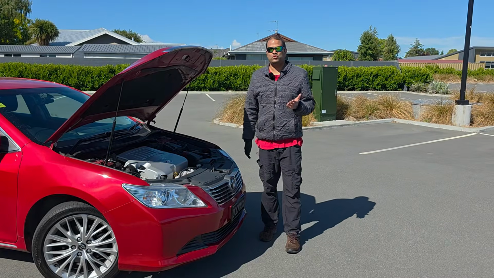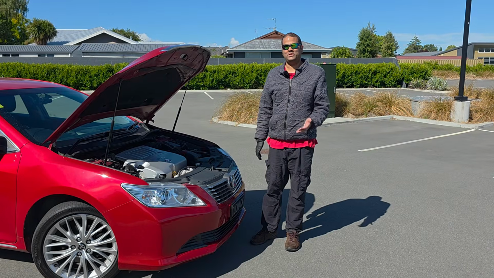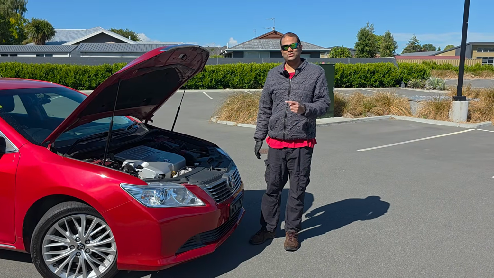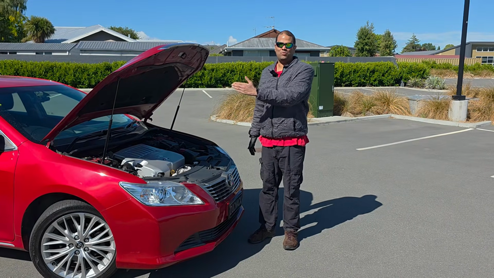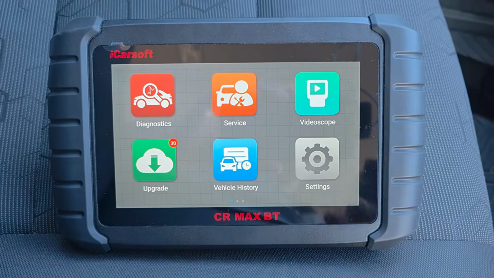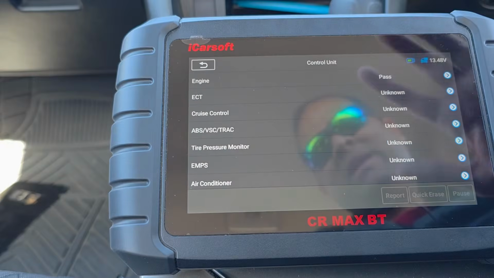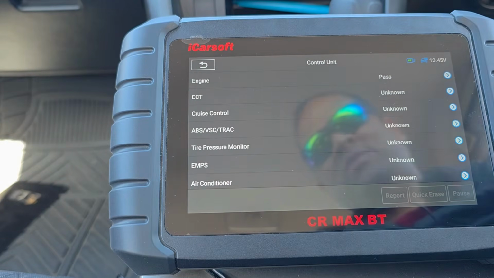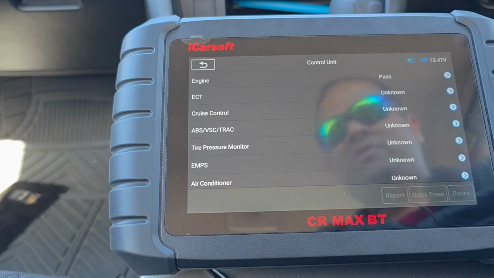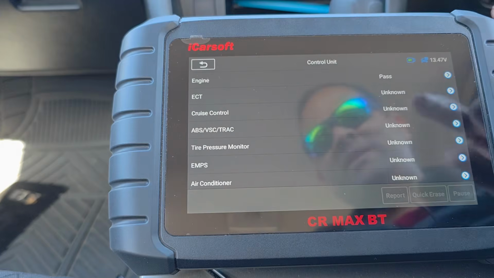Alright, for those of you who do not know what a mass airflow sensor is or what a manifold absolute pressure sensor is, I will include those details after I show you how to actually diagnose it using a scan tool. So I've got my scan tool right here, and I'm going to plug my VCI connector into my OBD2 port. I have selected the 2014 Toyota Camry, which is my car, with the 2GR-FE engine, which has got a 3.5 litre engine.